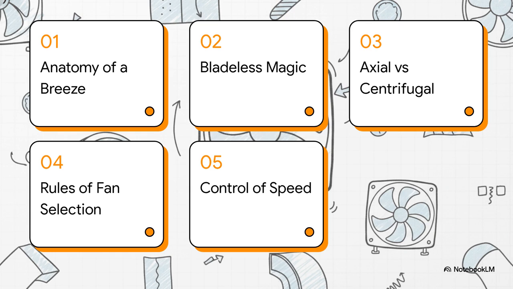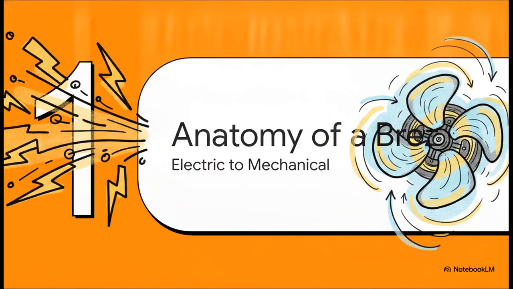All right, let's dive into our roadmap for today. First, we have the anatomy of a breeze. 2. Bladeless and oscillating magic. 3. Axial versus centrifugal fans. 4. The rules of fan selection. And finally, number 5, taking control of speed. Let's get to it.